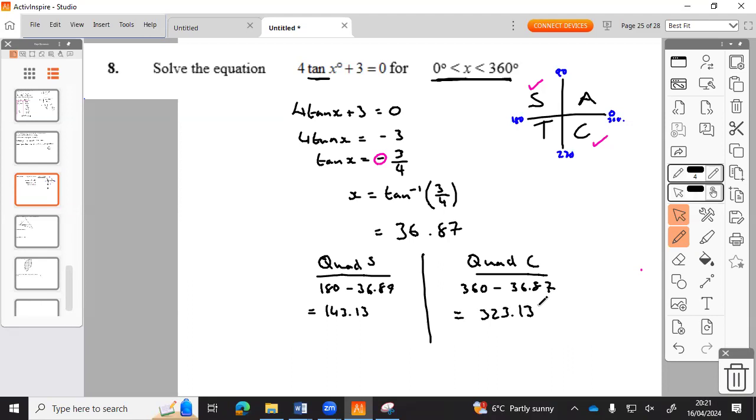So there are a few things you need to be comfortable with going forward. The first bit is what you do when this bit is negative or positive, what that actually means, and how you then take that into this CAST diagram and pick your quadrants. You're then finding the x, and then what do we do with that x? How do we find whichever quadrant we're going to be in?